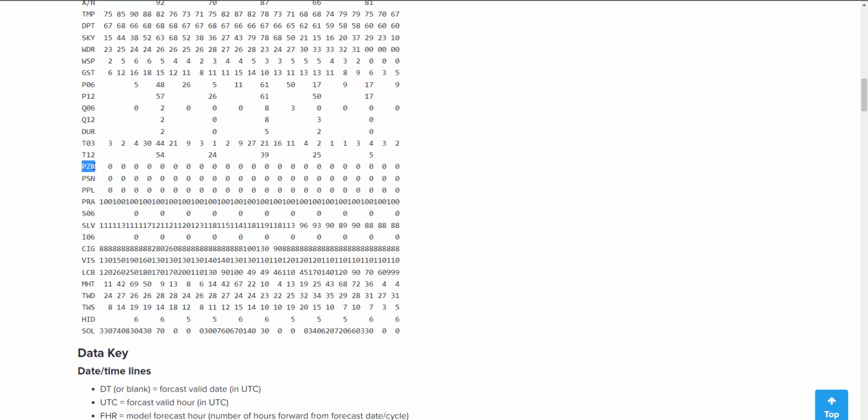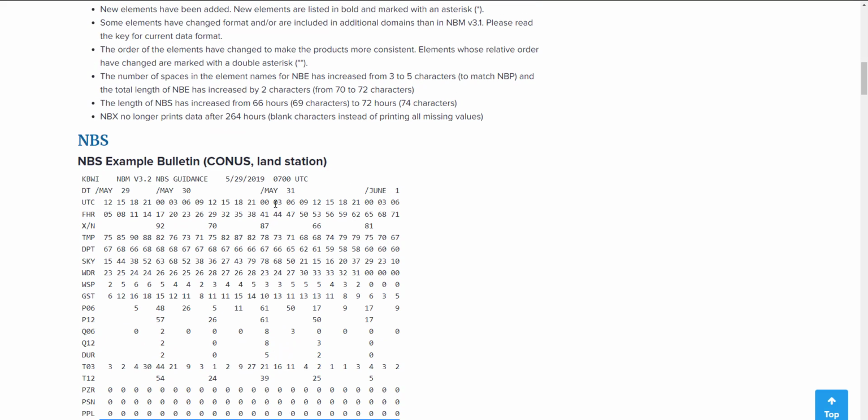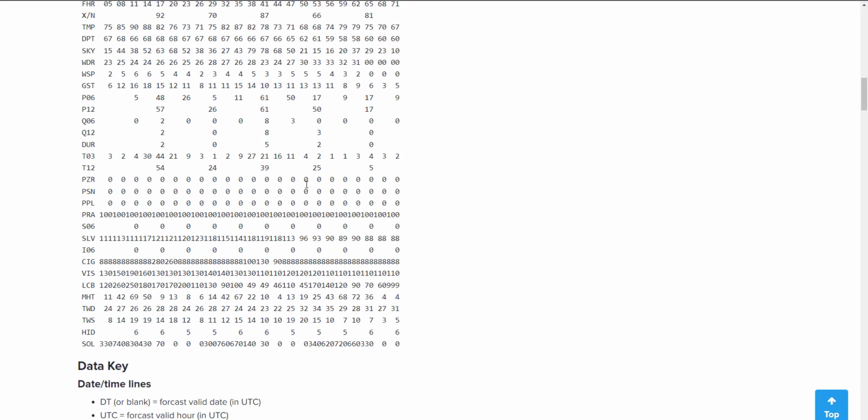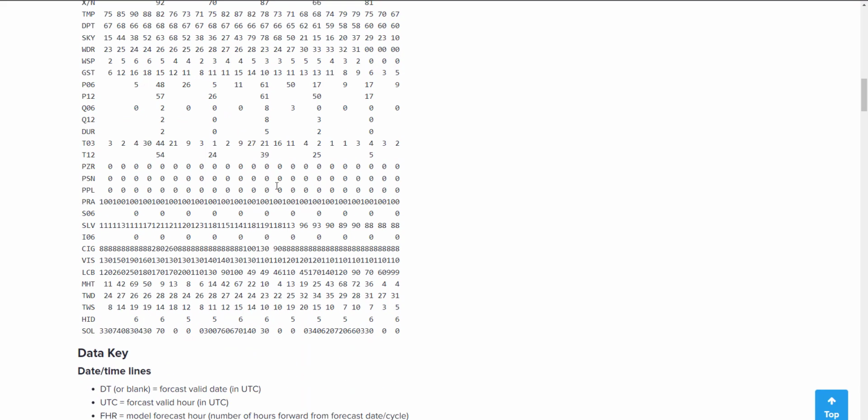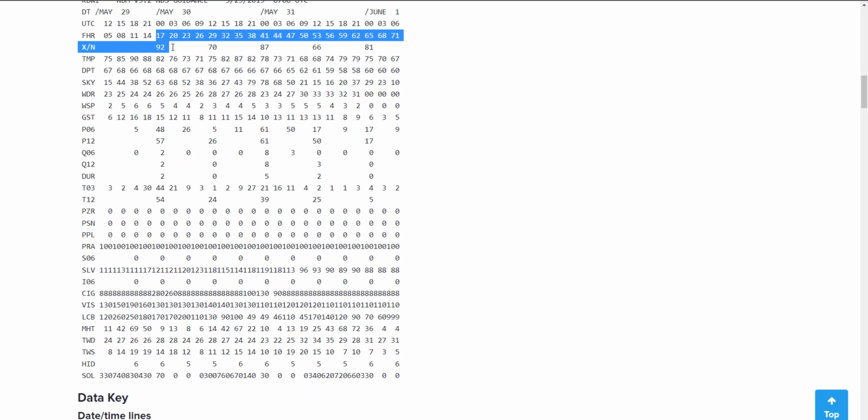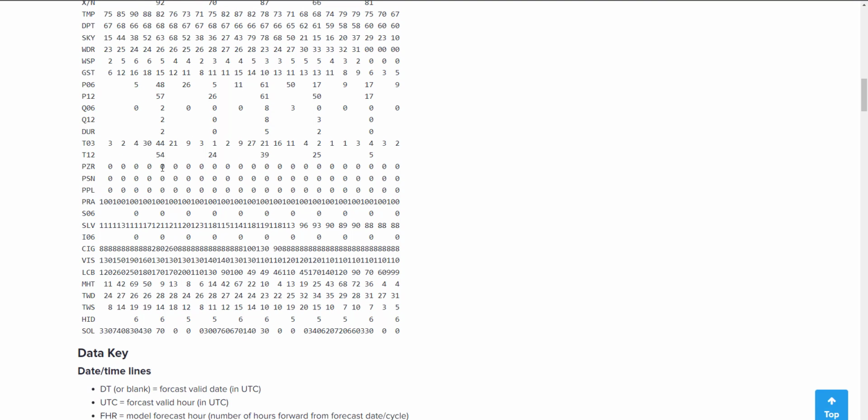The PZR, that would be freezing rain. PSN would be probability of snow. And the PPL, that would be the probability of ice pellets. PL for pellets. And then the PR would be probability of rain. So it says here, if any precipitation does fall, it's going to fall as rain. And that makes sense because this is in May, right? Going into early June in the mid-Atlantic. So with a temperature of 92, it's not going to snow one bit.